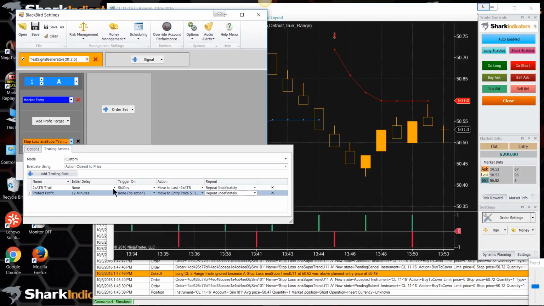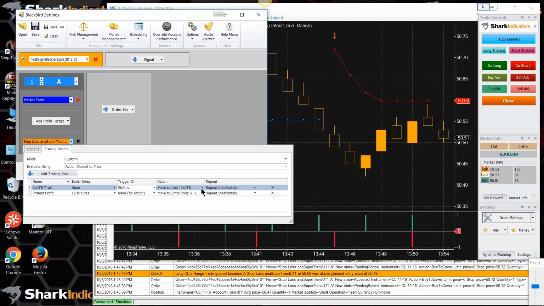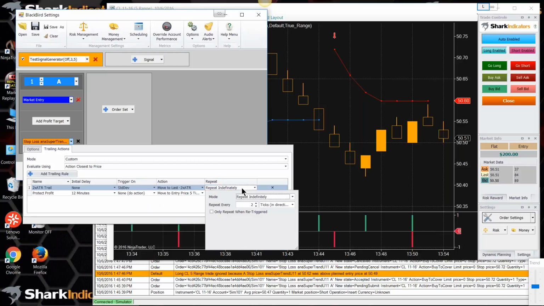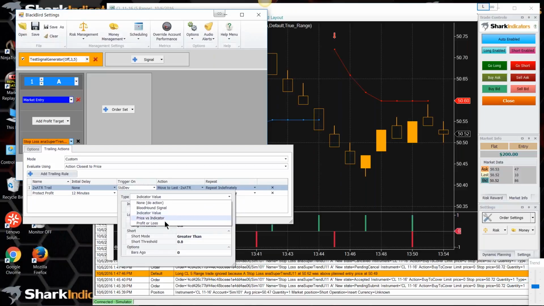Now a trigger, the trailing rule only occurs when the trigger activates, or I should say after the trigger activates. Once the trigger activates, the action can take place depending on the repeat. So again, let's set this back up the way I had it. This will make more sense.